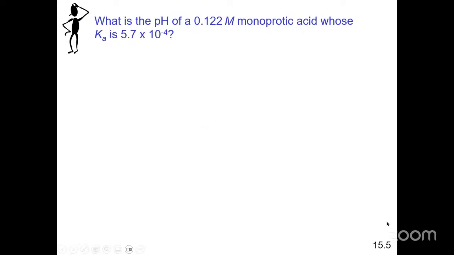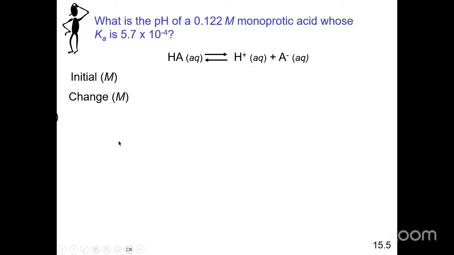So in this case, they gave you the concentration of a monoprotic acid, so they're not specifying what the acid is, and they gave you the Ka value for that acid, right? So this is the hypothetical equilibrium reaction, showing you how the acid dissociates. And the Ka value they gave you is 5.7 times 10 to the minus 4. So based on this, you're going to set up your ICE table, initial, change, and equilibrium. So initially, you're going to have 0.122 M of the acid. You're going to have no H plus and no A minus.